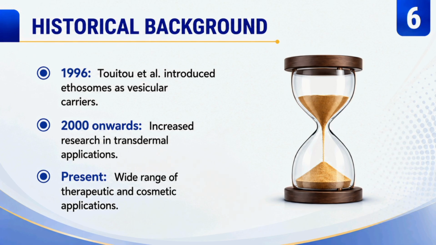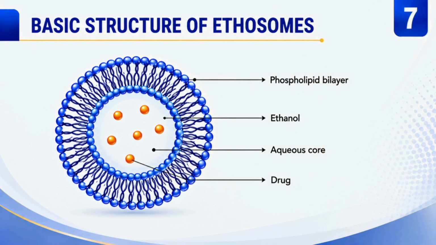Okay, so let's see the basic structure. Structurally, ethosomes mainly consist of a lipid bilayer surrounding an aqueous internal environment. The major structural component is usually a phospholipid. The phospholipid molecules contain a hydrophilic head and hydrophobic tails. We all know about that. In an aqueous environment, these molecules arrange themselves into bilayer structures. So the drug may be located within the aqueous core, associated with the lipid bilayer, or distributed between these regions depending on its physicochemical characteristics, right?